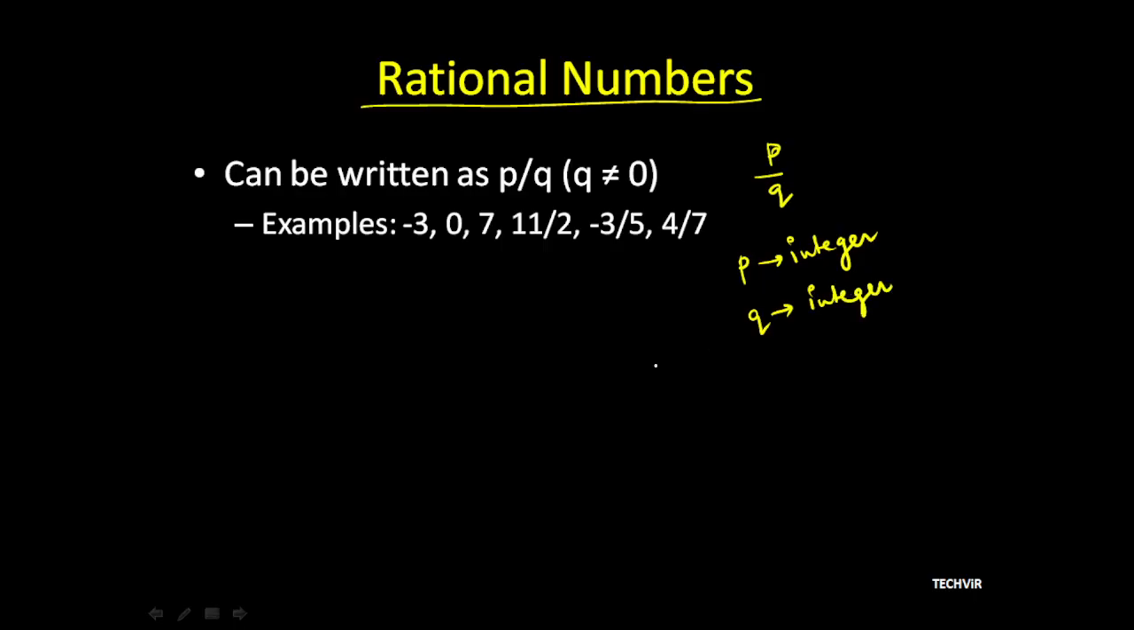And one more important condition is what? That Q must not be equal to 0, as 0 is also an integer. The P and Q may be positive or negative, but Q must not be equal to 0. For examples, these are the examples: minus 3, 0, 7, 11 divided by 2, minus 3 by 5, 4 by 7. They are all rational numbers because they can all be written in the form of P upon Q, and the denominator of every number is not equal to 0. 0 is also a rational number. We can write 0 upon 1 like this. So this is of the form P upon Q, and the denominator is not equal to 0, right?